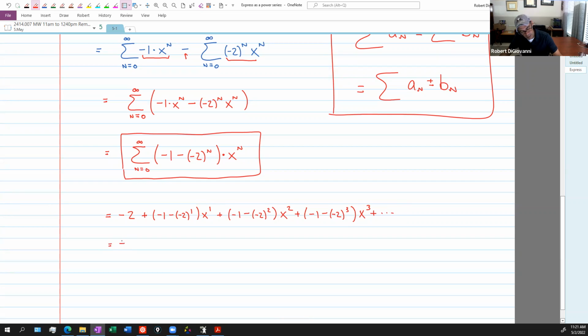Let me clean this up. This is negative 2. This becomes just a 1 because it's negative 1 plus 2, so that's 1x. And then here we square the negative 2, it becomes a 4. So we have negative 1 take away 4, that's negative 5x squared. And then here, negative 2 cubed is negative 8. But then we're doing 1 minus negative 8, that's 1 plus 8, that should be 7x cubed, and so on and so forth. Making sense? Questions?